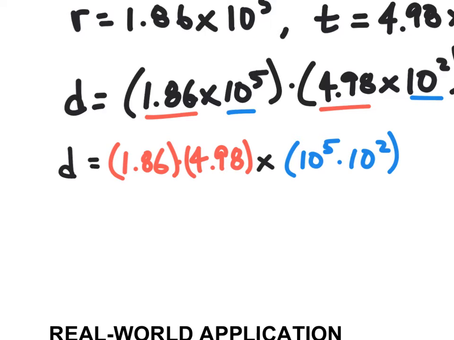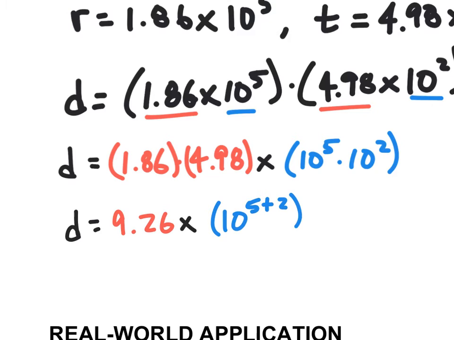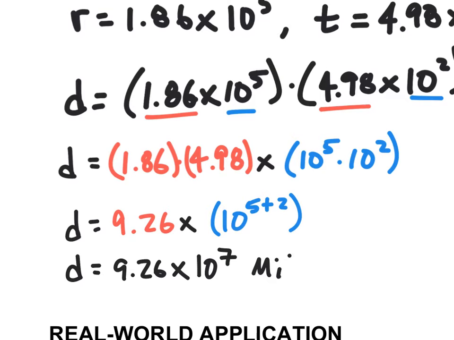Okay, so now with this, my distance is equal to 9.26, and then if I wanted to do the other one, I would do times 10 to the fifth plus 2 power. 10 to the 5 plus 2 power, which is going to be 10 to the 7th. Okay, so my distance then is going to be 9.26 times 10 to the 7th, and this is going to be miles. Okay, and that's a lot of miles.